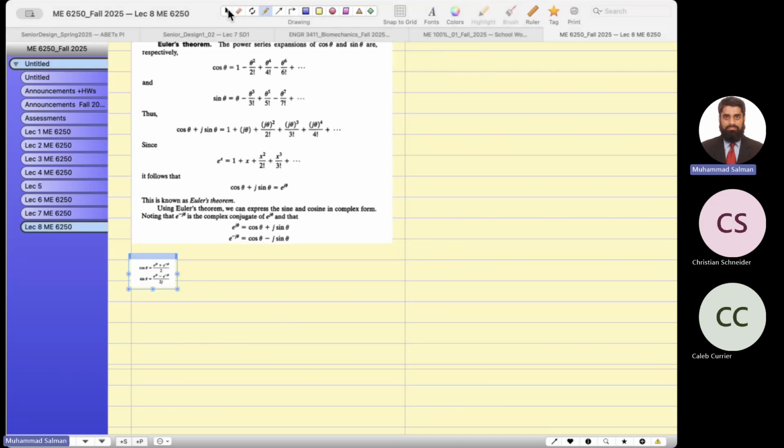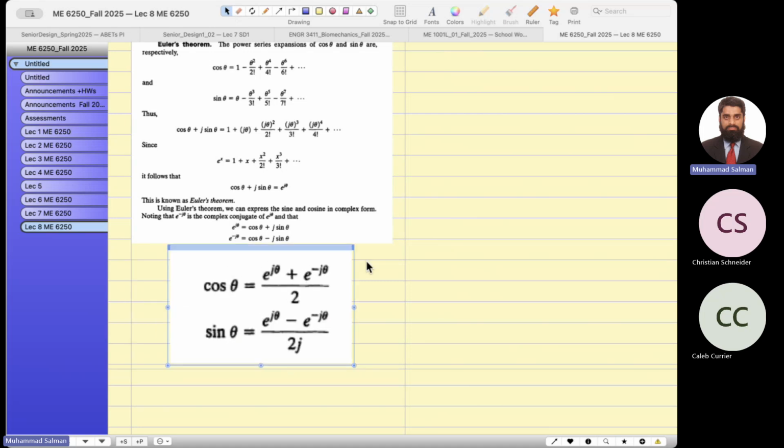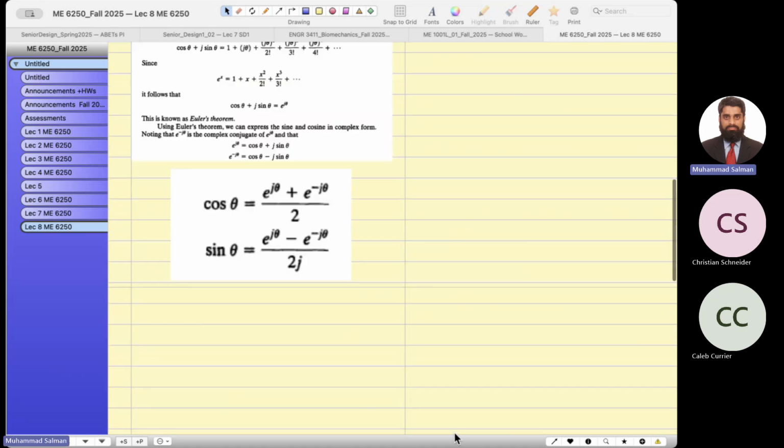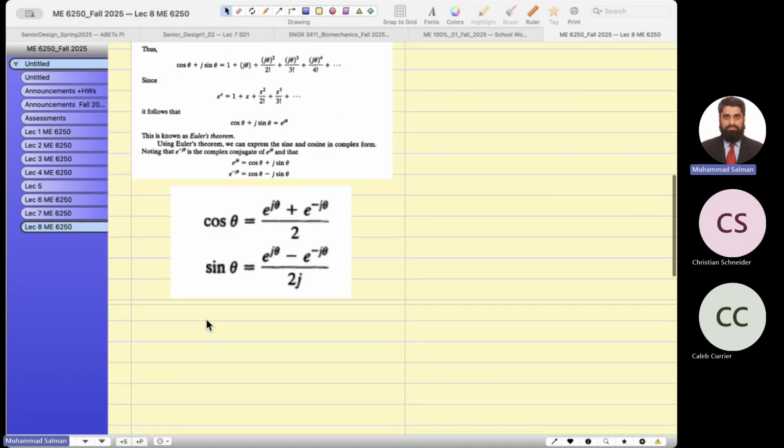If you manipulate these Euler theorem, e to the j, and do the addition, you get cosine theta, and do the subtraction, you get sine theta, with the subtraction of the two Euler's formulas divided by 2j. So let's go ahead and do the Laplace transform formula. How are you going to write down the Laplace transform? It can be written in this form.